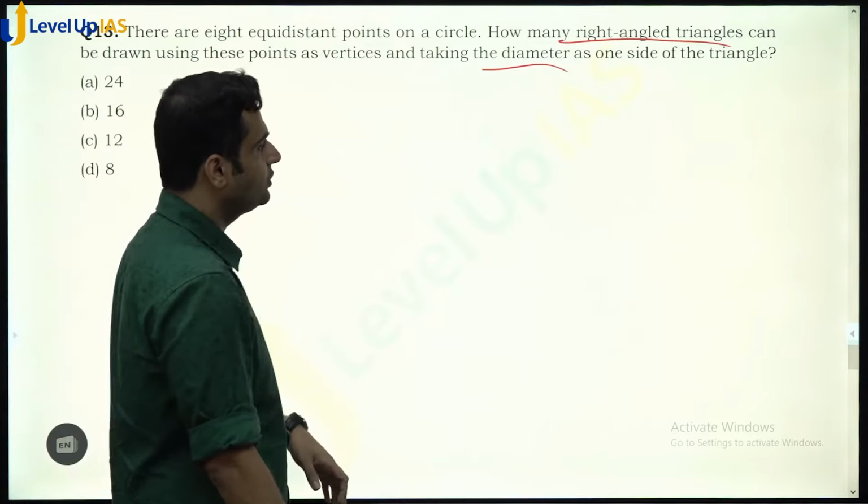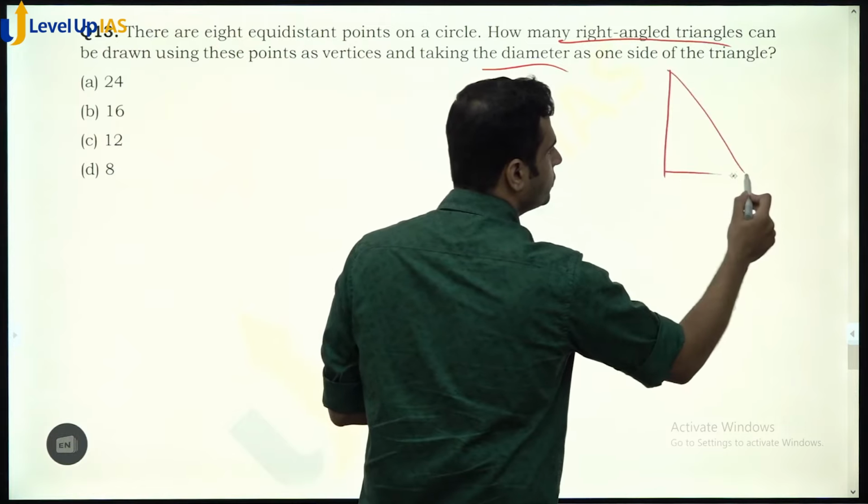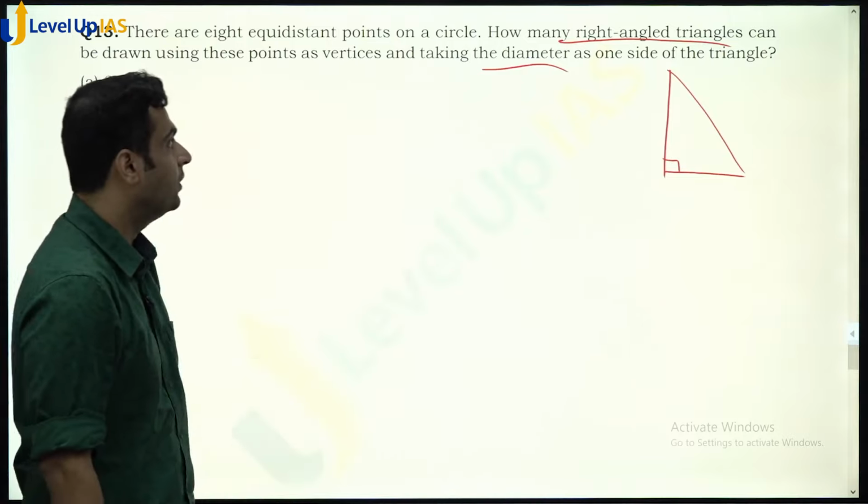Okay, so let me tell you what is right angle triangle. Right angle triangle you must have studied in school. It is one which has one of the angles as 90 degrees. That is a right angle triangle. Okay, fine.